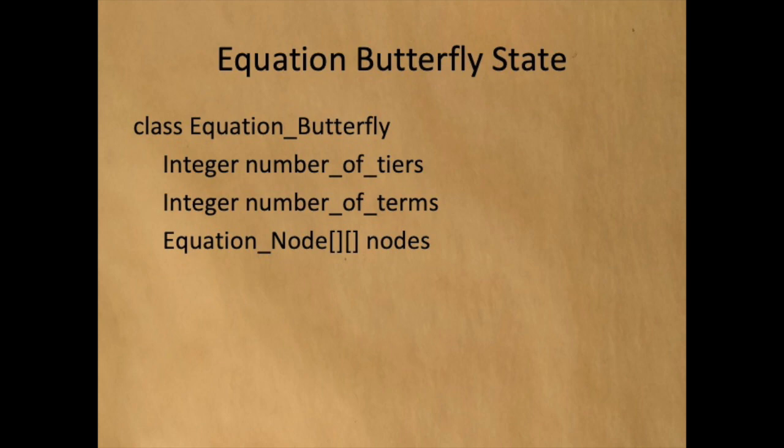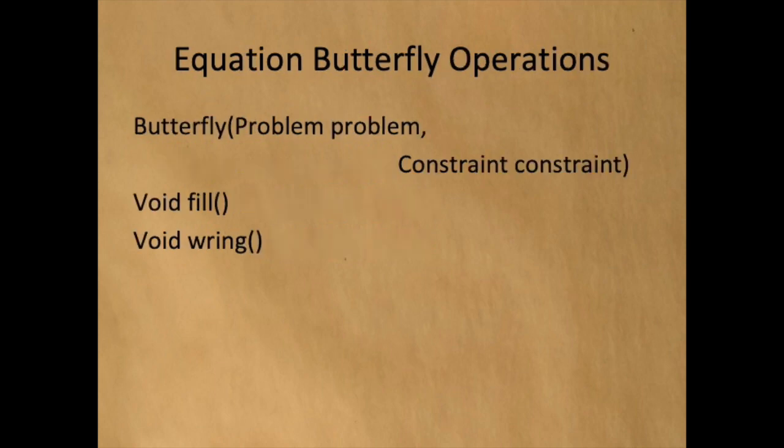The equation butterfly state really has a two-dimensional array of nodes. However, we also store the number of tiers and the number of terms for clarity. There are two main butterfly operations besides the constructor. The first fills a butterfly with all of the data associated with the specific constraint, and the ring function removes all equation pairs that could not be valid given what is known.